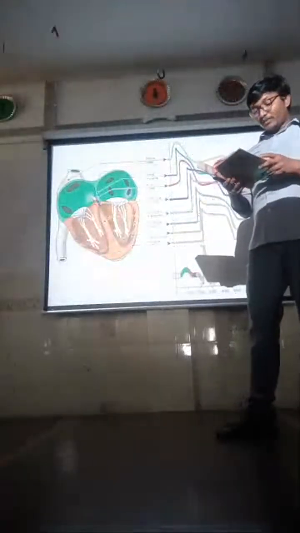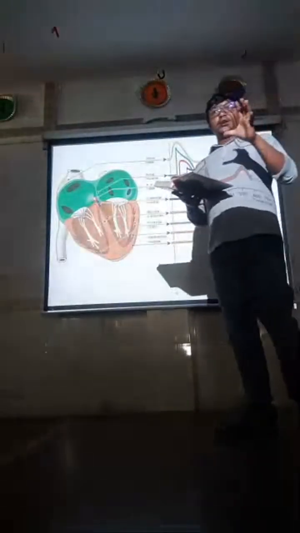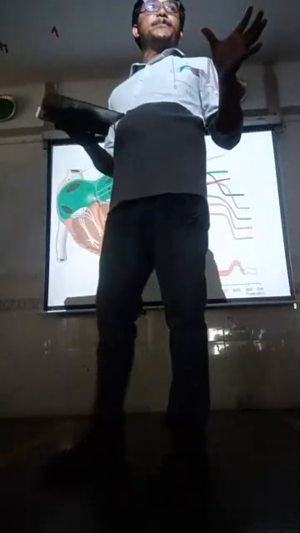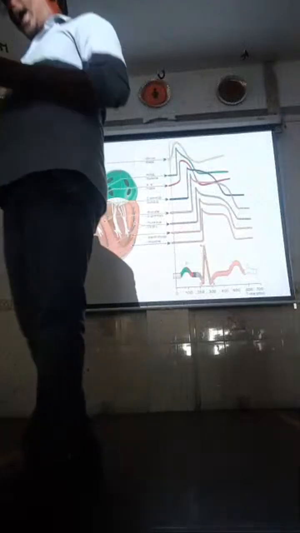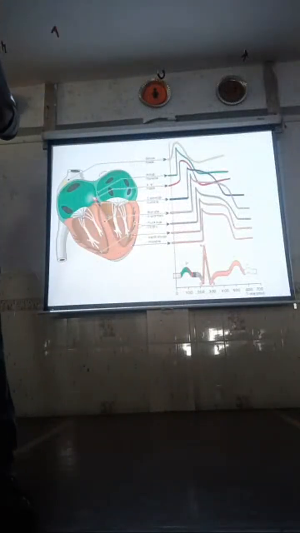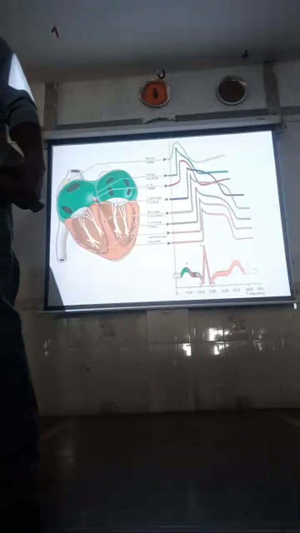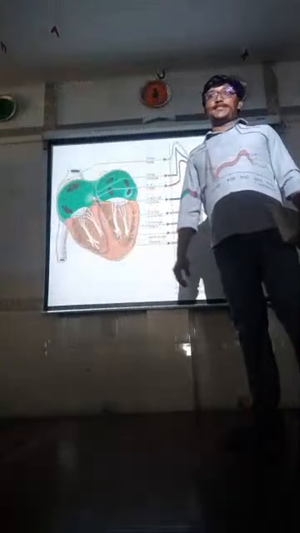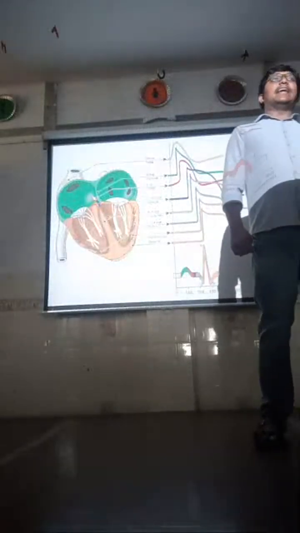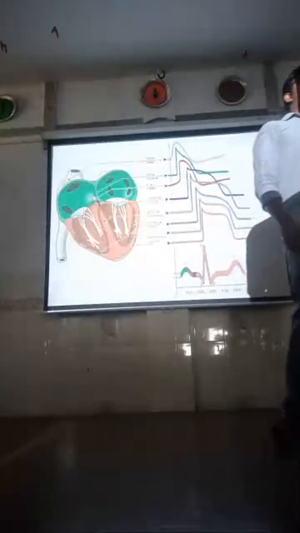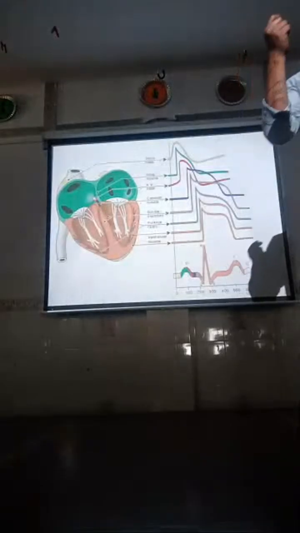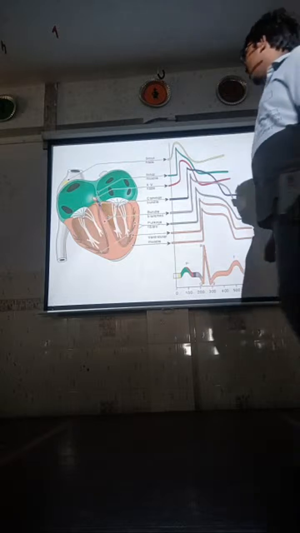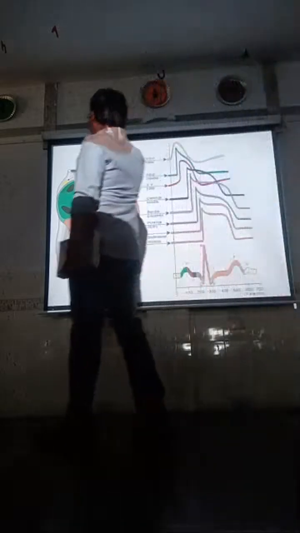Now listen to it. Even though what kind of valves are present? Tricuspid valve is there, bicuspid valve is there, and also we have superior vena cava and inferior vena cava coming inside. So they also have valves. But when the atrium is contracted, a little amount of blood is getting regurgitated. So these two we can call great veins.